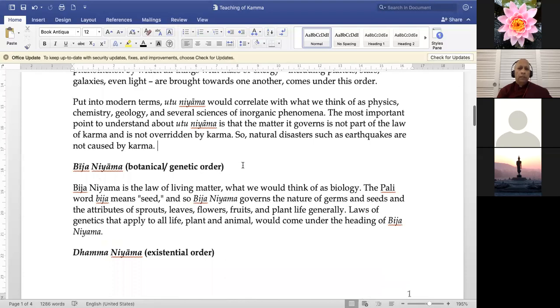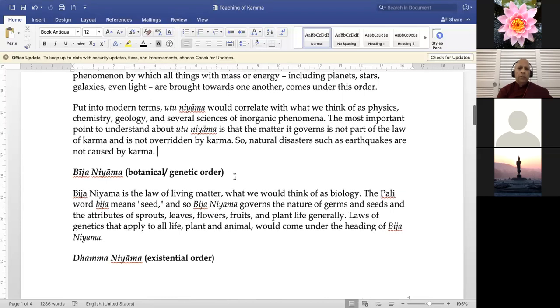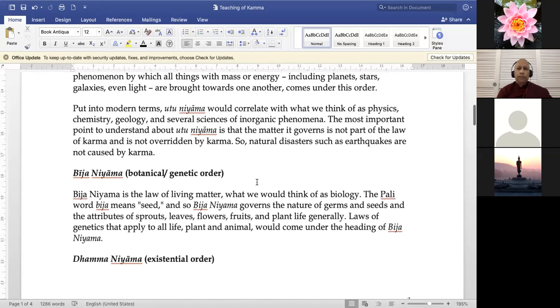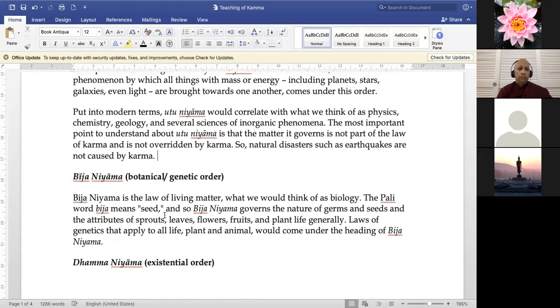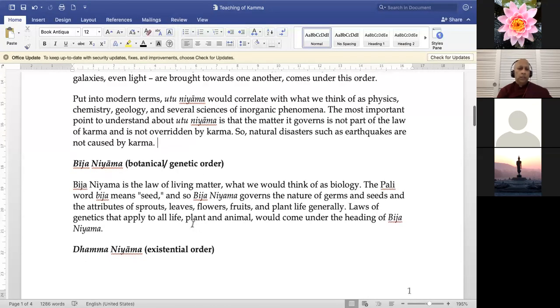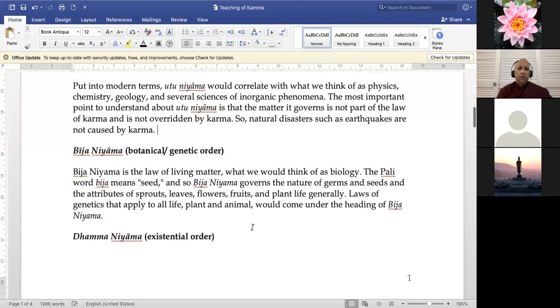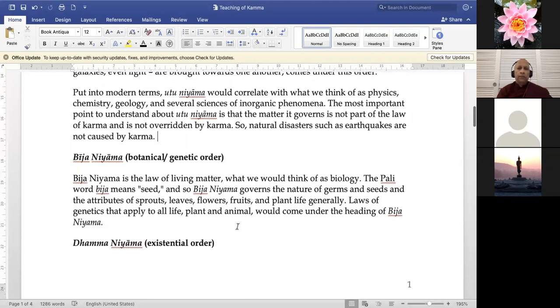botanical, genetical. Bija niyama is the law of living matter, what we would think of as biology. The Pali word bija means seed. And so bija niyama governs the nature of germs and seeds and the attributes of sprouts, leaves, flowers, fruits, and plant life generally. Laws of genetics that apply to all life, plant and animal, would come under the heading of Bija niyama. Now, this is the botanical order.